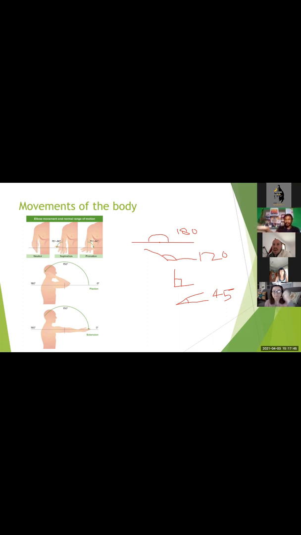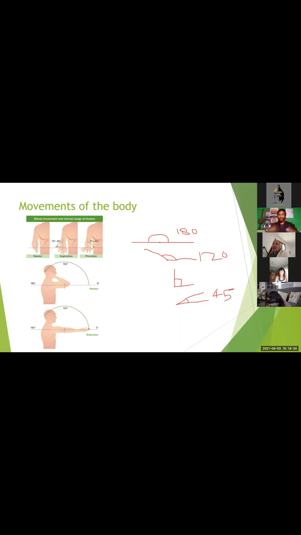Same with the wrist. If you keep your wrist here with the palm facing towards you, and you bend or lift like that, the angle is decreasing. It is flexion of your wrist. And when you open like that, it is extension of your wrist. Same with the neck. When you bend your neck to the front, it is flexion of your neck. When you bend your neck looking up, it is extension of your neck.